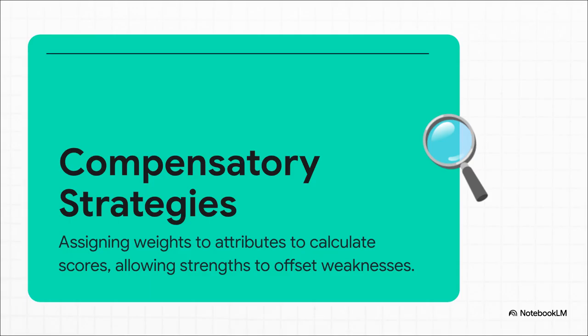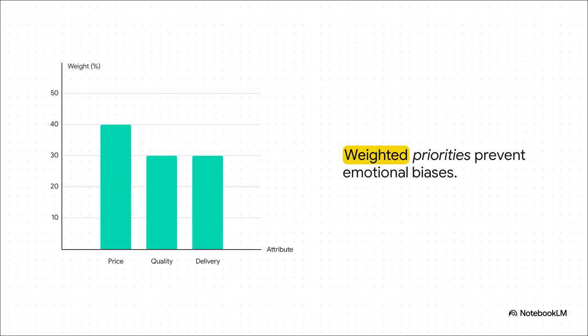You're evaluating options by assigning weights to specific attributes and calculating an overall score. What's brilliant about this is that it allows an option's strengths in one area to totally offset or compensate for its weaknesses in another. By visualizing your core priorities with distinct weights, like deciding that price is 40% of the decision, while quality and delivery sit at 30% each, you actively prevent emotional biases.